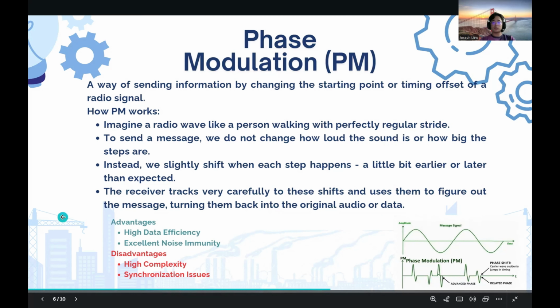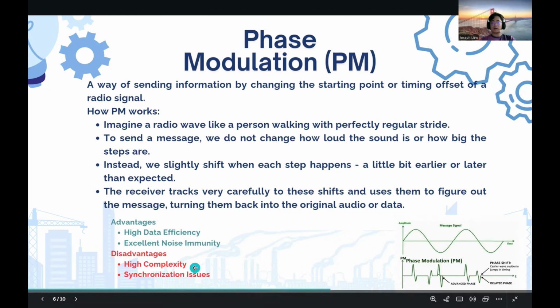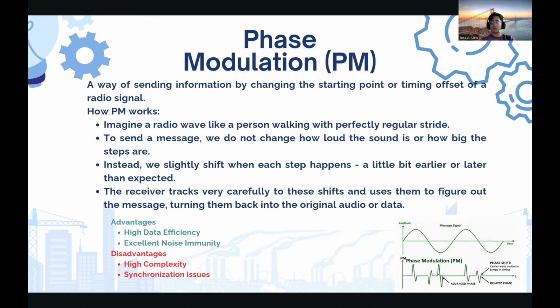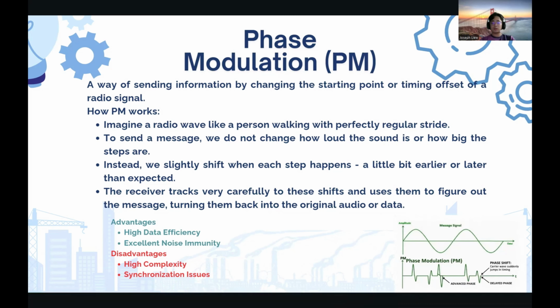So now, why are we using PM? This is because it has the advantage of high data efficiency, which is useful in Wi-Fi or GPS. It also has excellent noise immunity, since it ignores electric static or interference to keep the output data clean. But it also comes with disadvantages, in which we need advanced or expensive hardware to track the tiny shifts in the timing. Synchronization issues are also a disadvantage of PM, in which the sender and receiver need to be perfectly in sync. Otherwise, the message will be unreadable.